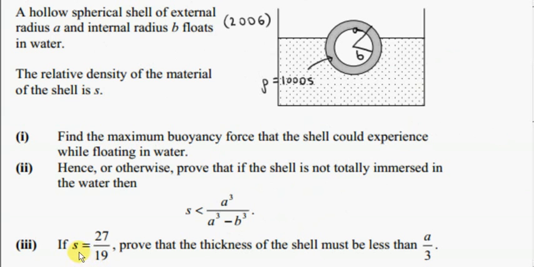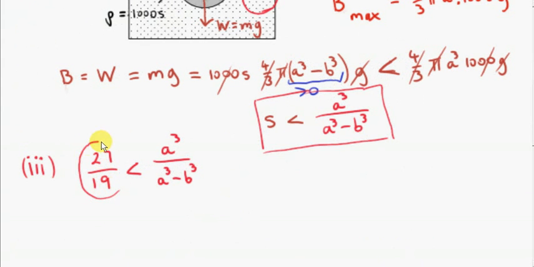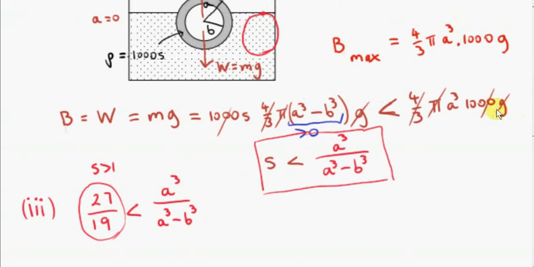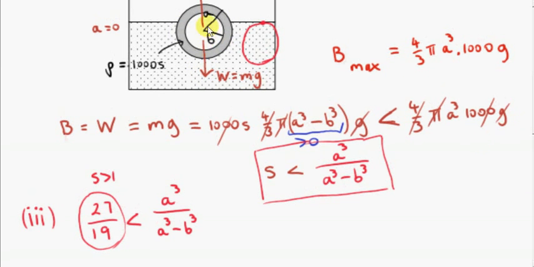In part 3, we are given that if S is 27 over 19, we have to prove that the thickness of the shell must be less than a over 3. Notice, by the way, that this value of S is greater than 1. So if the floating object was not hollow, it wouldn't float, because the relative density is greater than 1. If the entire sphere was made out of material with relative density greater than 1, it would sink. But we want the overall relative density of the sphere to be less than 1. So that depends on the thickness of the shell.